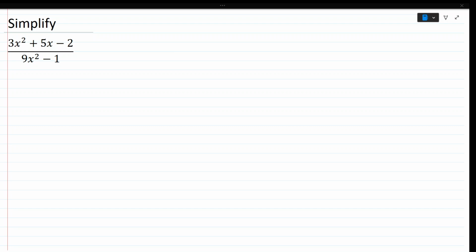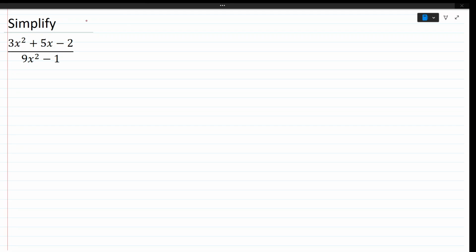In this video, we're going to simplify this rational expression. Now, when you're simplifying rational expressions, you think: factor, cancel, what's left over. So we first got to factor our polynomials. Now we have 3x squared plus 5x minus 2 over 9x squared minus 1.